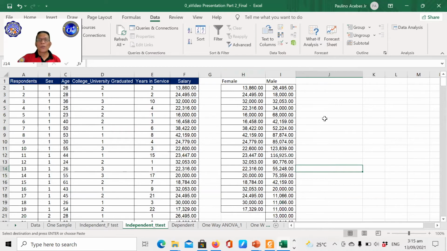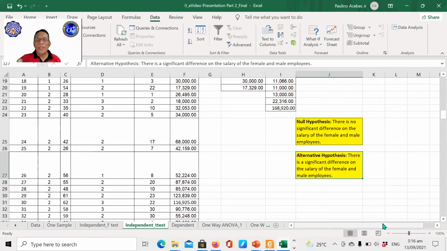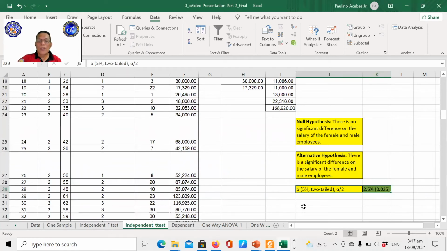So let's say to find out. We are going to write the null hypothesis that there is no significant difference on the salary of the female and male employees. And our alternative hypothesis, there is a significant difference on the salary of the female and male employees. And let us try to set our alpha. Our alpha here is 5% two-tailed. So we divide alpha into 2, alpha over 2. This is equivalent to 2.5% or 0.025. So this is our alpha.